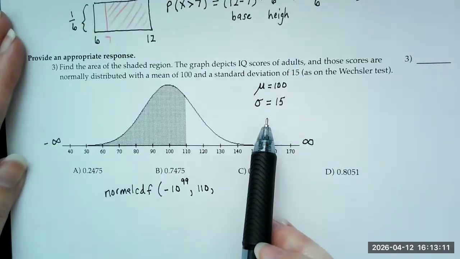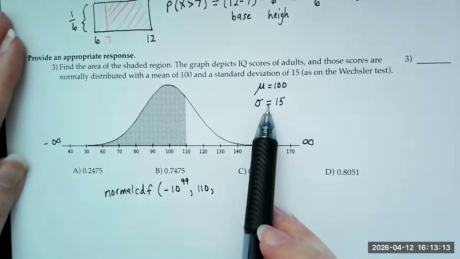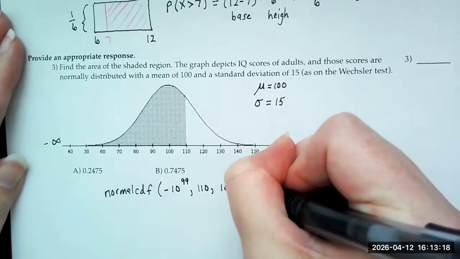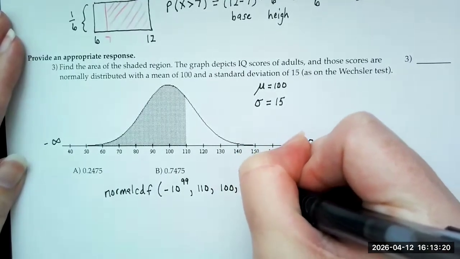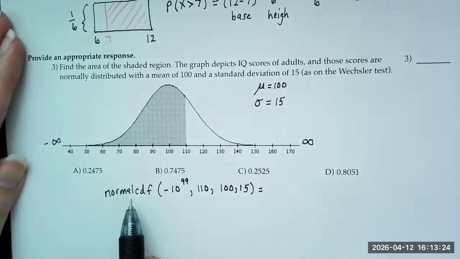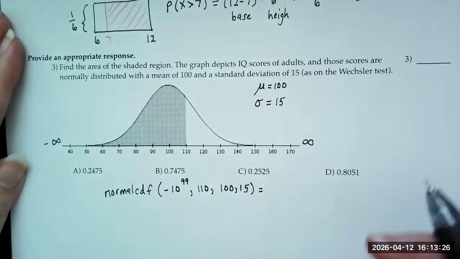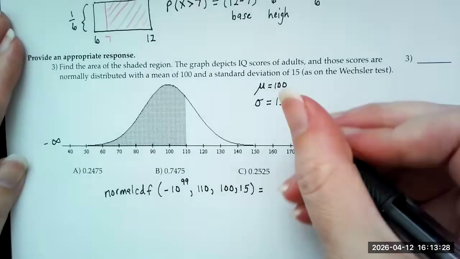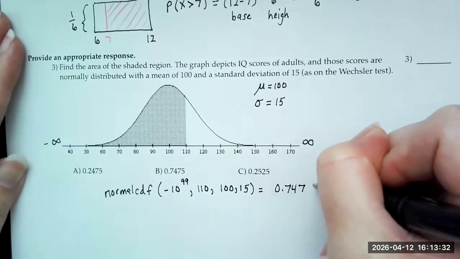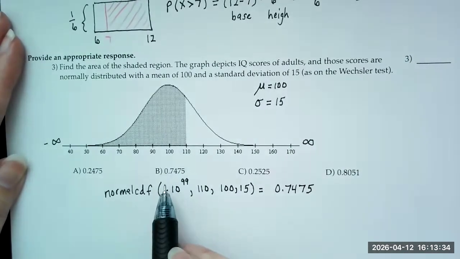And then the last two values that I put in are always the mean and the standard deviation. So I'm going to put in the 100 and I'm going to put in the 15. And if I enter that into the normal CDF function on the calculator, we end up with 0.7475, which is going to be answer choice B.